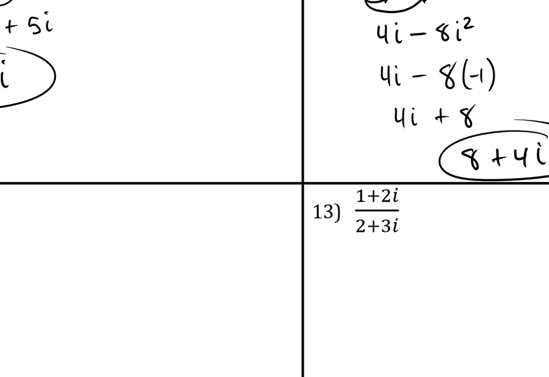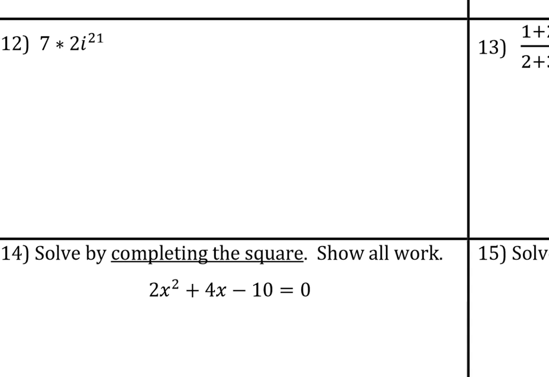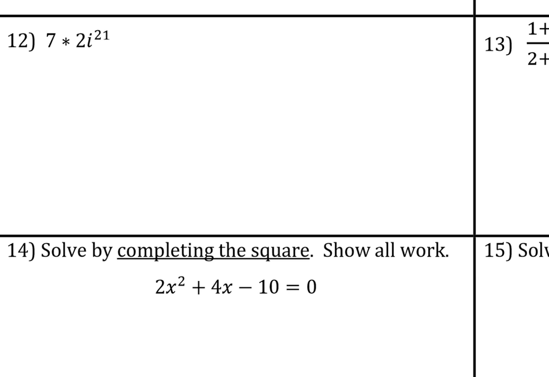Let's jump over to number 12. Number 12 has this 7 times 2i to the 21st power. Now, the 2 is not being raised to the 21st power, right? It's only i that's being raised to the 21st power because of order of operations. But I do have this 7 times 2. So I've got this 14 out in front, and then I'm multiplying it by i to the 21st.